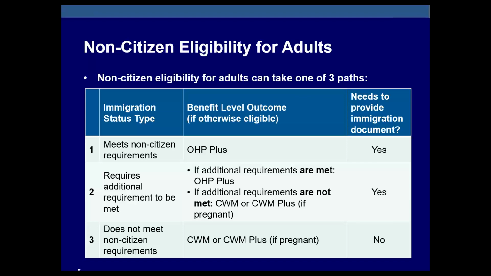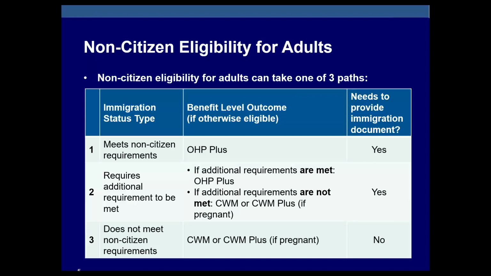For the first one, if immigration status alone meets non-citizen requirements, the individual is eligible for OHP Plus benefits if all eligibility requirements are met. Information about the immigration document must be provided for verification purposes.